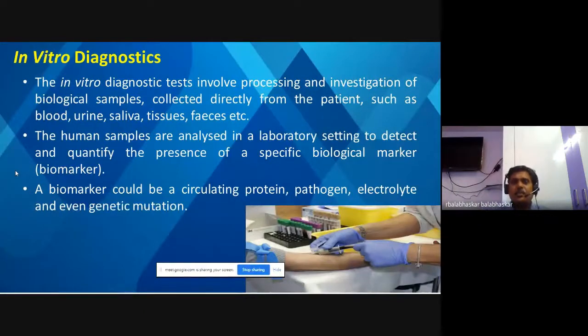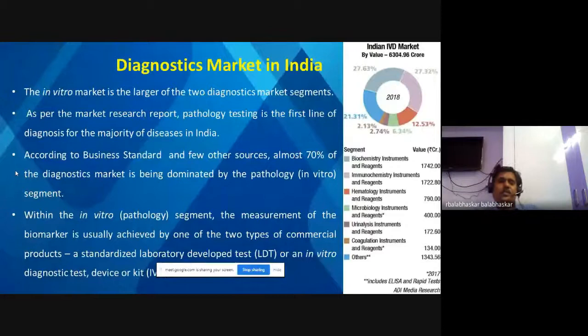Being science students, you will know there are going to be certain markers, certain molecules which will be present at elevated levels during a particular disease condition. So when you do a testing and you find a particular marker, say for example a cancer antigen, then if that level is going to be high, you would be able to interpret that the subject, the person, is going to be having some symptom of a cancer, and so they have to go on for the treatments necessary for a cancer. So the biomarker could be a circulating protein, pathogen, electrolyte, or even a genetic mutation. So that is going to be on the type of diagnostic.